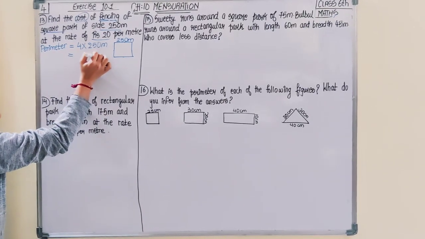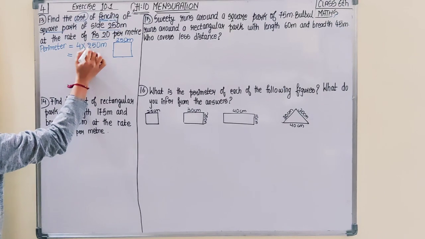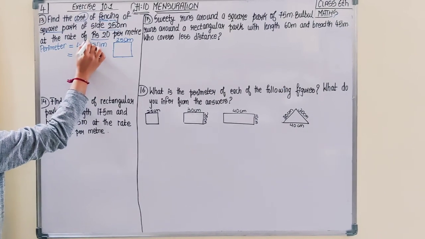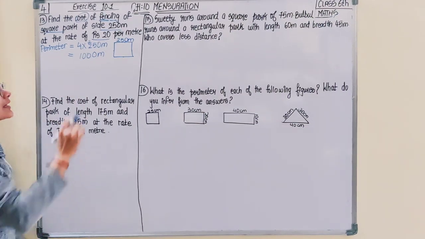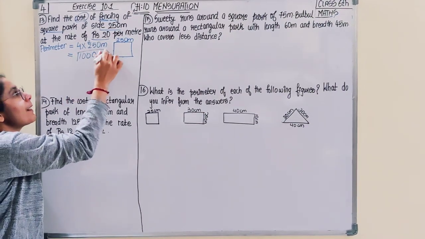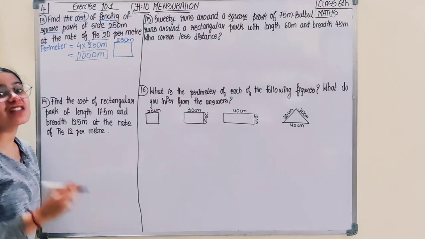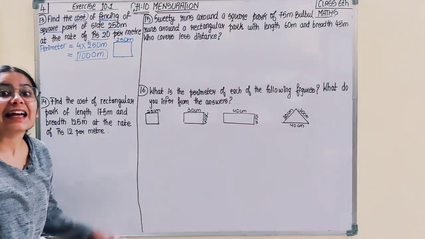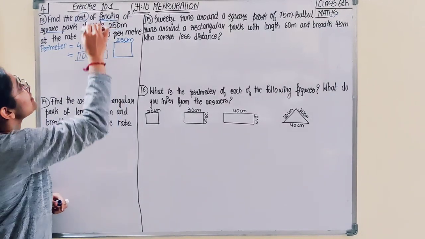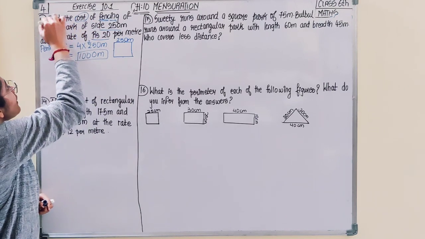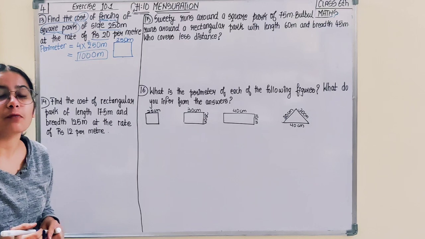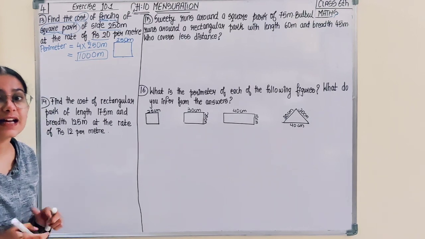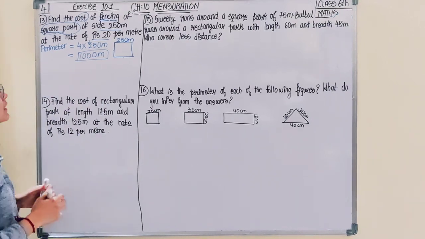4 zeros are 0, 4 fives are 20, 4 twos are 8 plus 2, 10. That means 1000 meter. So 1000 meter is the perimeter. That means this much amount of fencing is required for this square park. Okay. So this square park requires how much amount or what is the length of the fencing? That is 1000 meter.